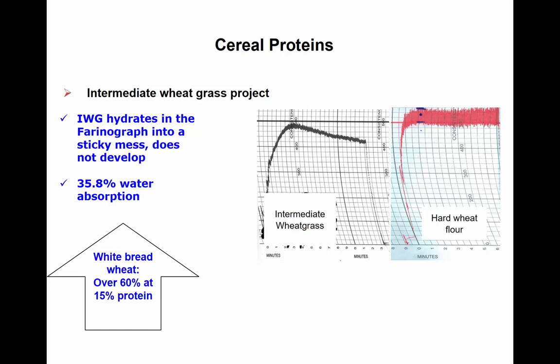Whereas intermediate wheatgrass, it doesn't. It reaches development time and then it breaks. So it really forms a stickiness. And it has lower water absorption, it cannot take that much water, doesn't hold that much water because there's not enough matrix to hold the water. That's why it gets sticky. The water absorption is obviously much lower than what the wheat dough can hold.